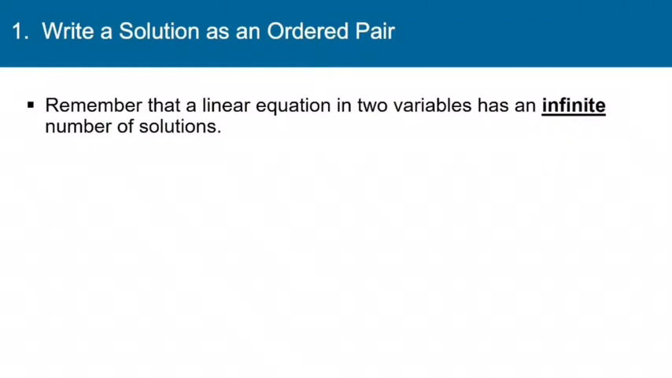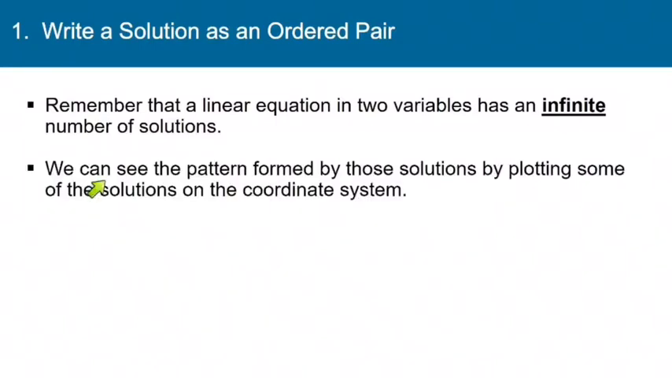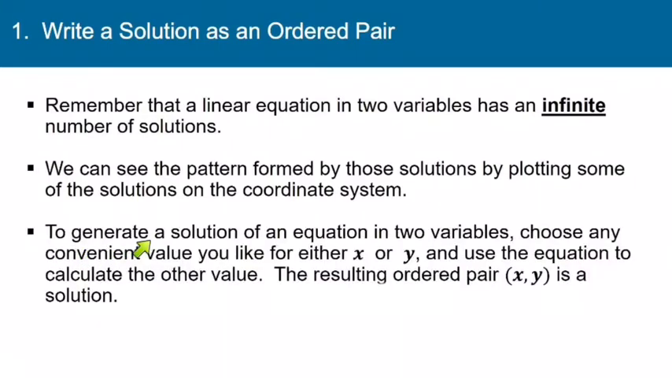those solutions are ordered pairs. And we can see the pattern that's formed by those solutions if we plot some of the solutions on the coordinate system. Different types of equations will make different patterns. Now, we did this last time. Remember, to generate the solution of an equation in two variables, you're going to choose any convenient value that you like for either x or y, and then use the equation to calculate the other value. The resulting ordered pair will be a solution, and you can plot that solution.